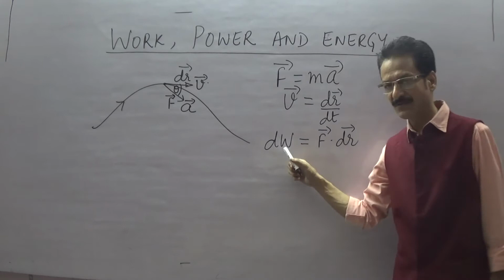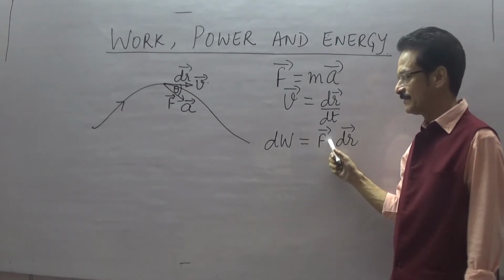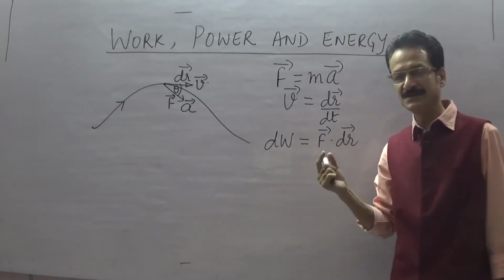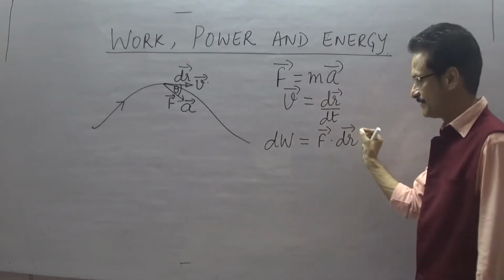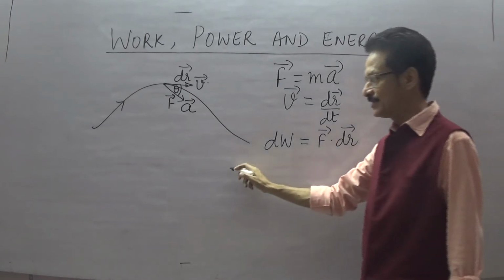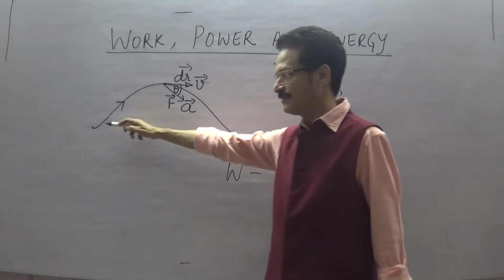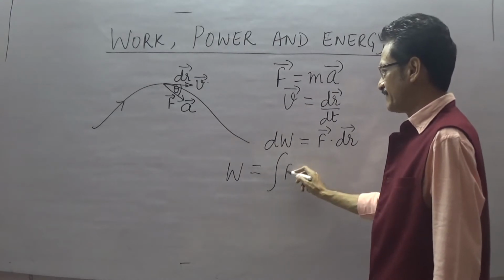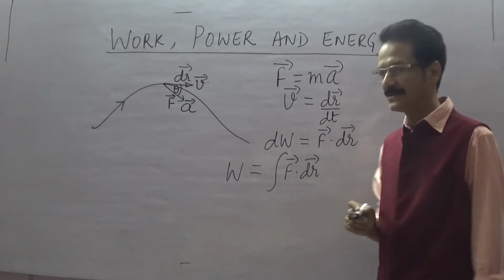dW is a differential amount of work, and F is the resultant force or the net force which is performing this work during a differential span of time dt. So during that differential span of time dt, the displacement of the body is dr vector. Now what is the total work performed by the net force as the body moves from this point to this point? Its total work will be the integral of F dot dr. This is the definition of work.